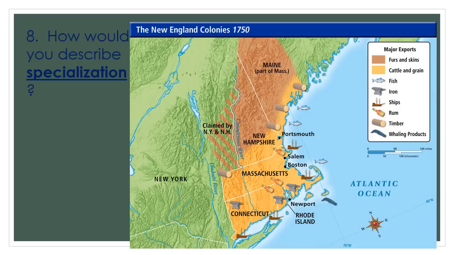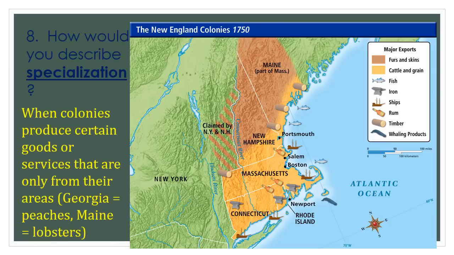How would you describe specialization? So this question basically hinges right on the last question. When the colonies produce certain goods or services that are only from their areas, they are specialized. For instance, Georgia produced peaches, still does, and Maine produces lobsters. You can't get lobsters in Georgia. The water's too warm there. And in Maine, you can't grow peaches. The climate is just too cold there. But because of being a specialized product from those regions, they can depend on one another through interdependence to benefit from their specialization.